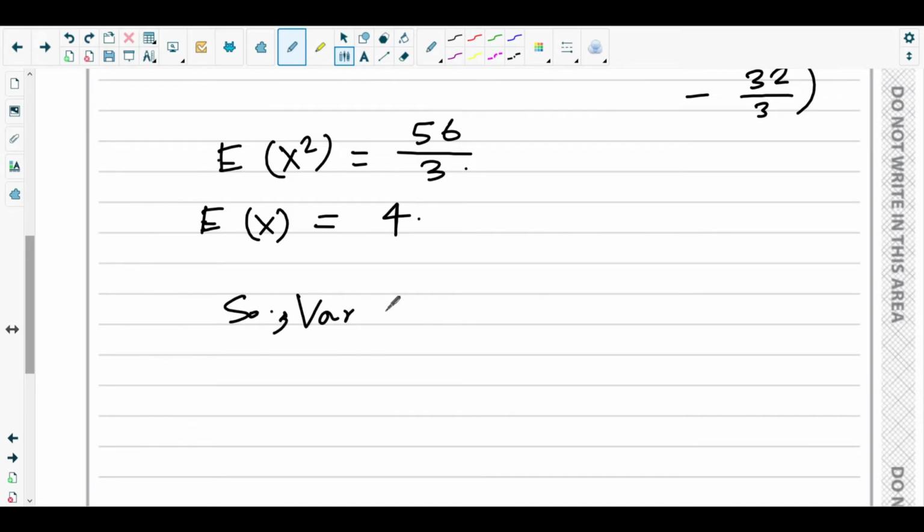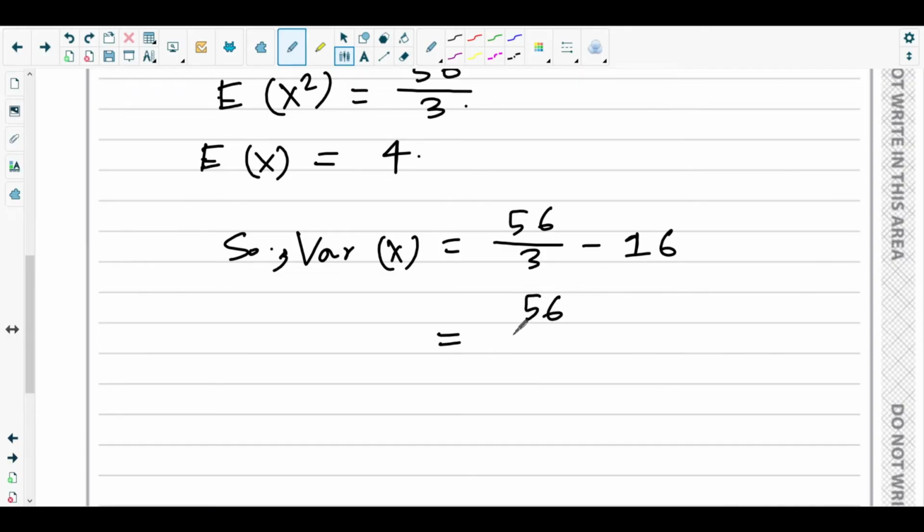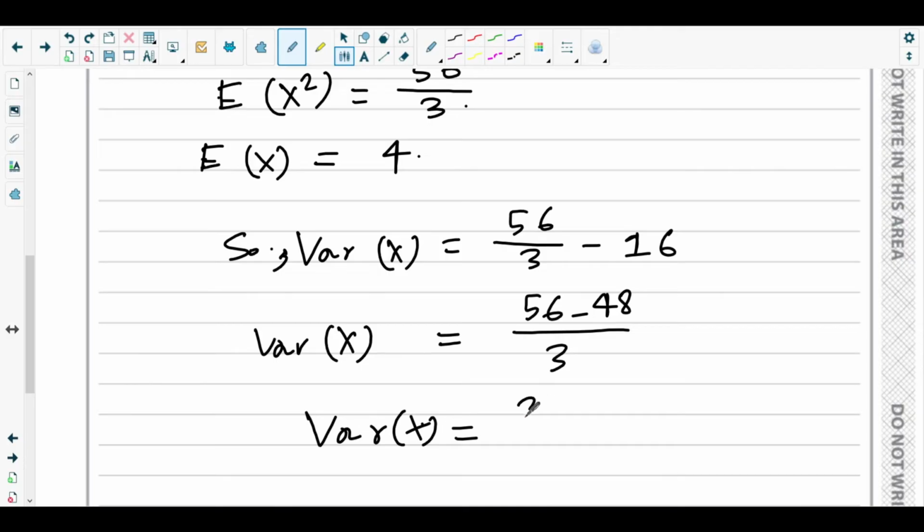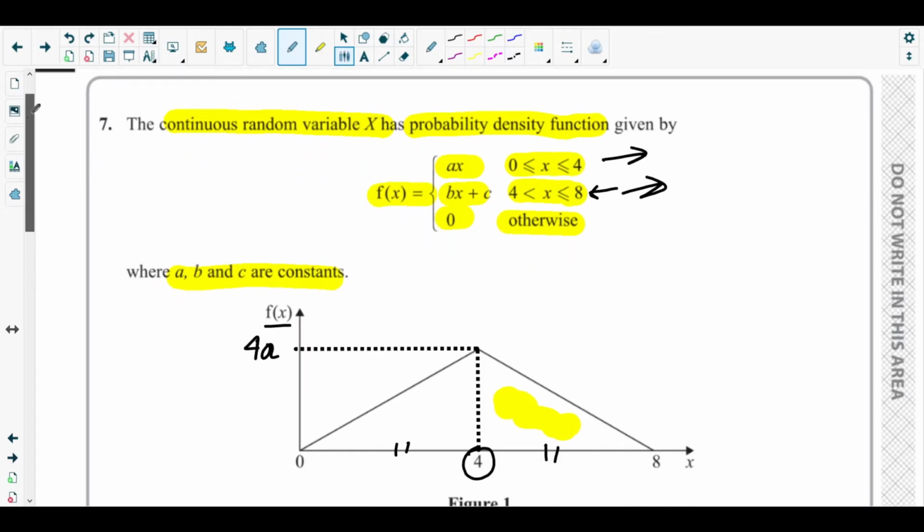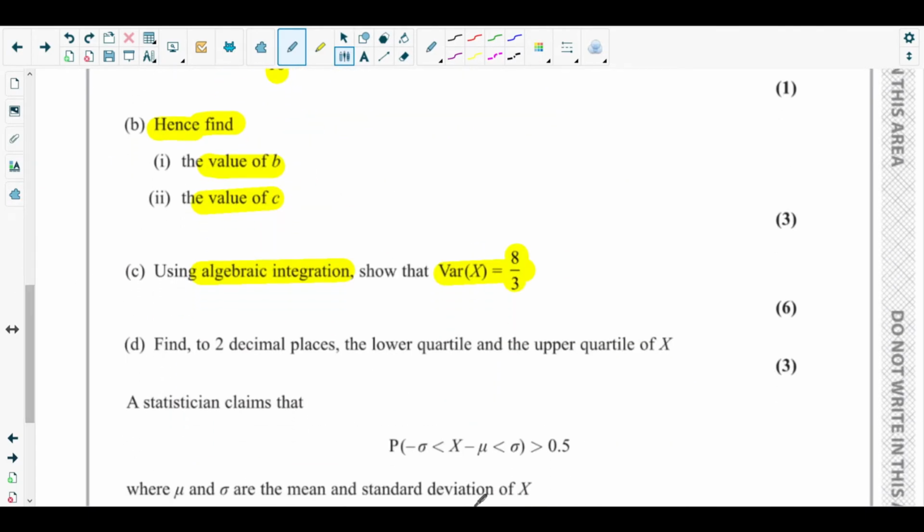Now variance of x is expectation of x squared, which is 56 over 3, minus the mean squared, which is expectation of x whole squared, 16. So what you will get here? 56, take 3 as LCM, so 56 minus 48. So variance of x would be 8 over 3. And that's what part C has asked exactly to show. Right, fine.